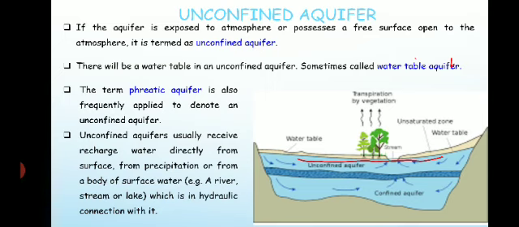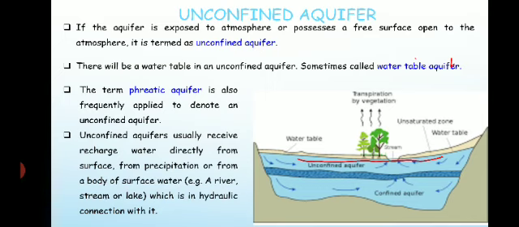unconfined aquifer. So if the aquifer is exposed to the atmosphere or it possesses a free surface which is open to the atmosphere, then it is termed as unconfined aquifer. There is no confining pressure, so it is called as unconfined, open to the atmosphere or exposed to the atmosphere. Such aquifer is called as unconfined aquifer.